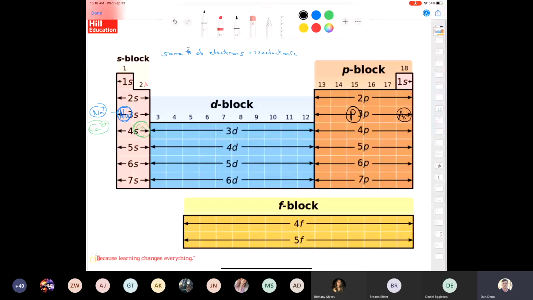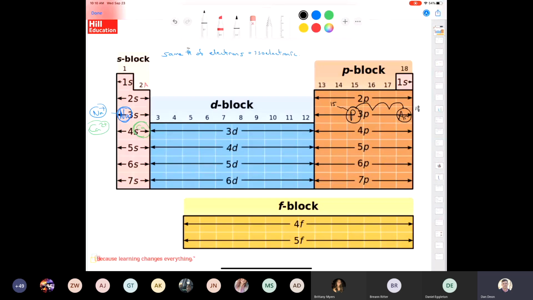Now, argon has a total of 18 electrons. Phosphorus has a total of 15 electrons, right? So how many electrons does phosphorus have to gain to become isoelectronic with argon? 1, 2, 3. And that's why phosphorus is usually P3-. This isn't magic. That's also the reason why oxygen, which is found right here, has to gain 1, 2 electrons to become isoelectronic with neon, and that's why oxygen is O2-. Okay, nothing more than that.